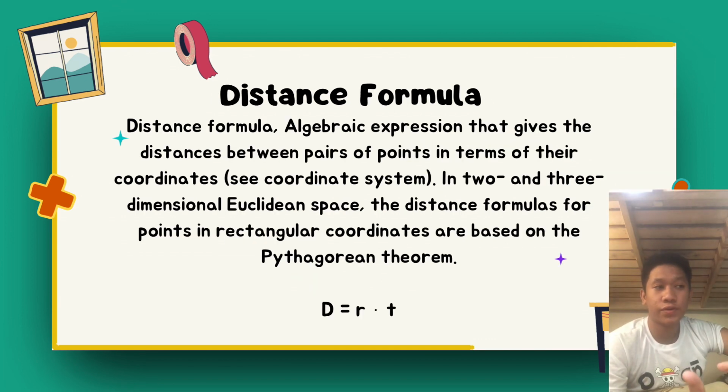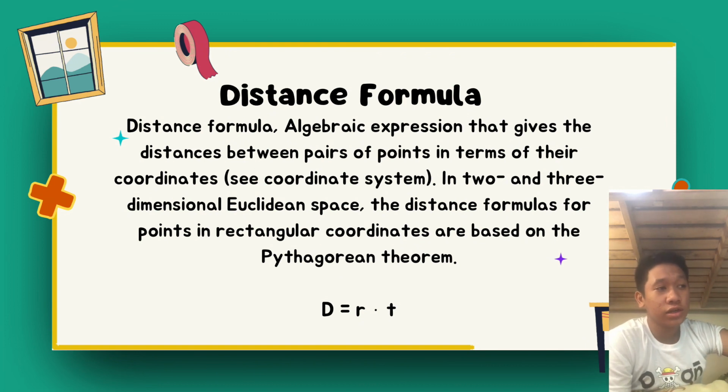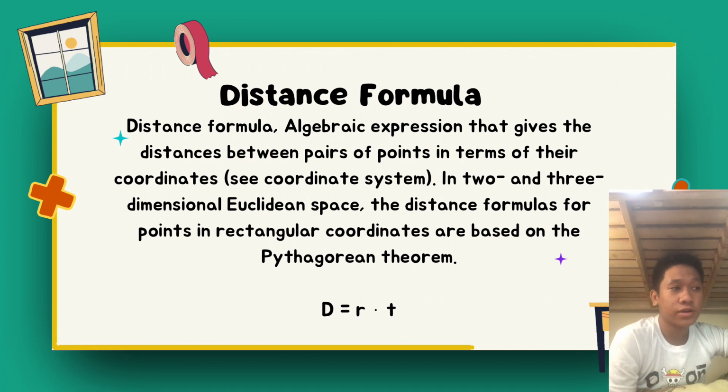So, distance formula. The distance formula is an algebraic expression that gives the distance between pairs of points in terms of their coordinates. The coordinates are in 2 and 3 dimensional Euclidean space. The distance formulas for points in rectangular coordinates are based on the Pythagorean theorem. The formula that we're going to use when finding the distance is d equals rate times time.